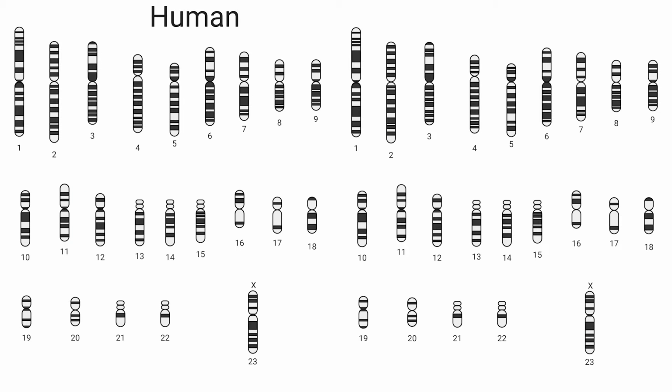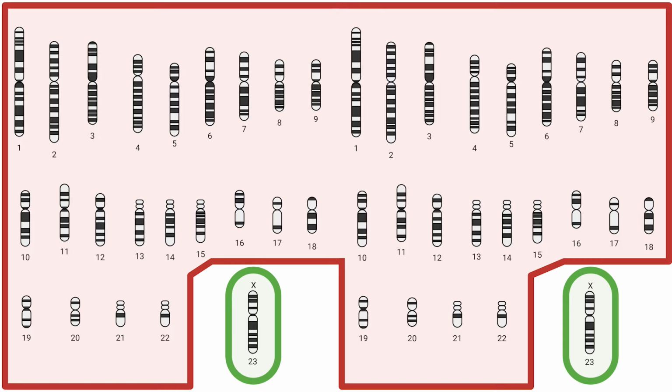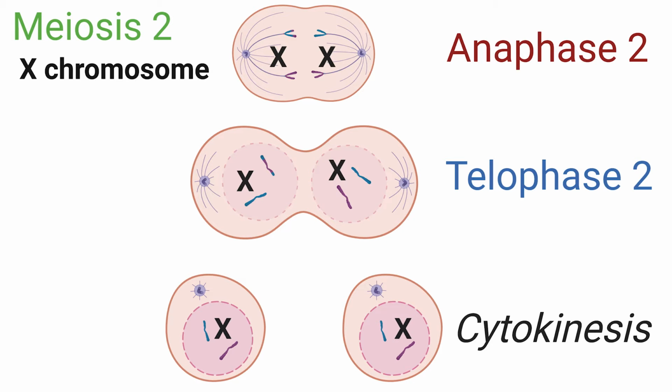Humans generally have 46 chromosomes, or 23 chromosome pairs. These are broken up into 44 autosomes and 2 sex chromosomes. When these chromosomes are sorted into gametes, we can see that each gamete gets one sex chromosome, either X or Y, depending on what was present in the cell undergoing meiosis.